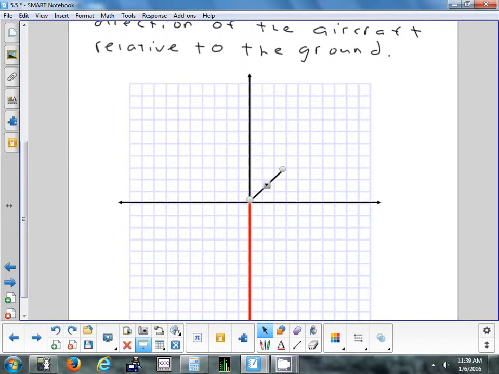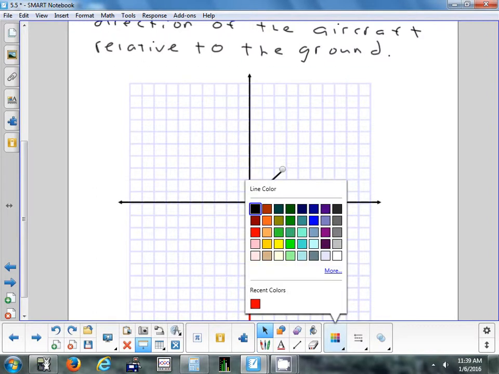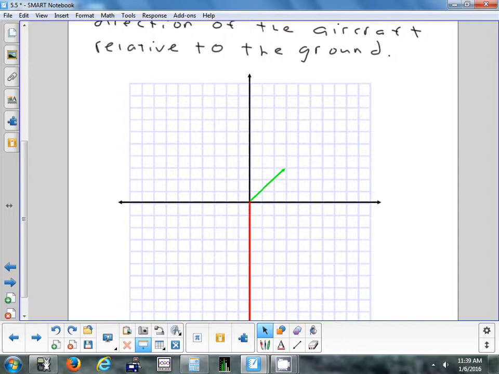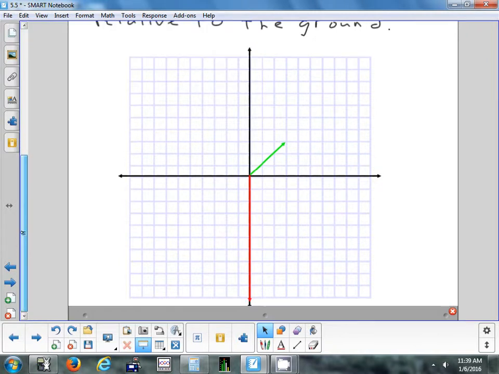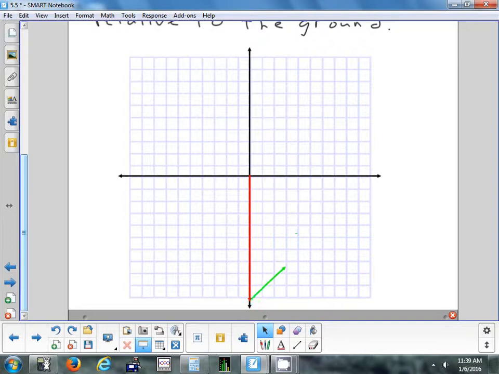Okay, let's make that green. Okay, so any questions so far? All right, so what I'm going to do, just to visually make it a little simpler, is I'm going to put the wind right on the end of the plane, and I'm going to draw this vector.